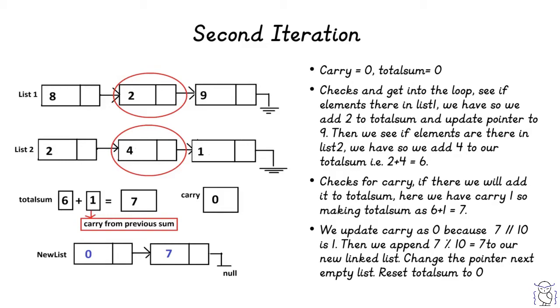We then add carry to the total sum. Here we have the carry from our previous addition, that is 1, which makes now our total sum as 6 plus 1 is equal to 7. We then update our carry. Here our carry is 0. Then we will add a new result into our result linked list, that is 7. Then update its total sum as 0.